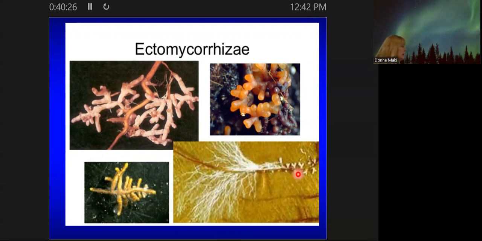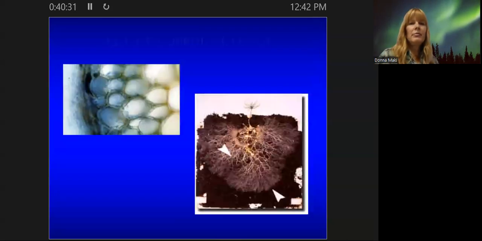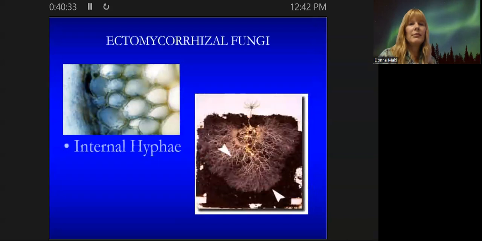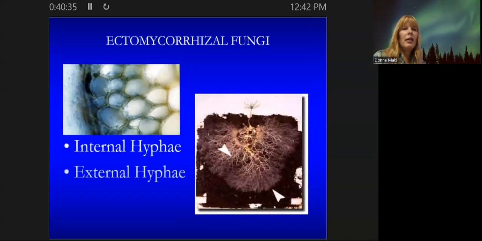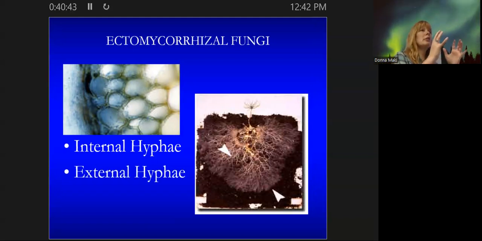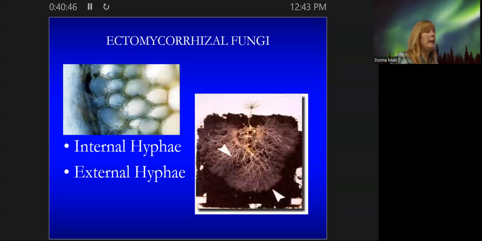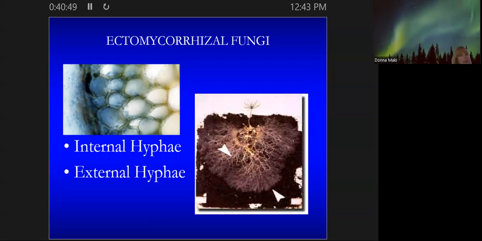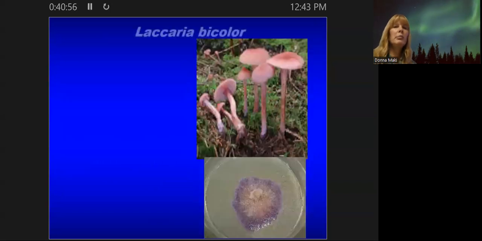Okay. So the ectomycorrhiza, they named it that way because it's such a significant hyphal growth on the surface of the root, forming that mantle. It can be very substantial, but don't forget that they also grow between the cells, in the cell wall space.